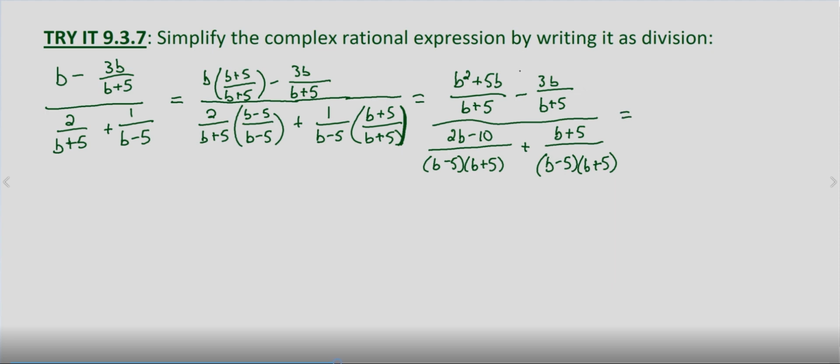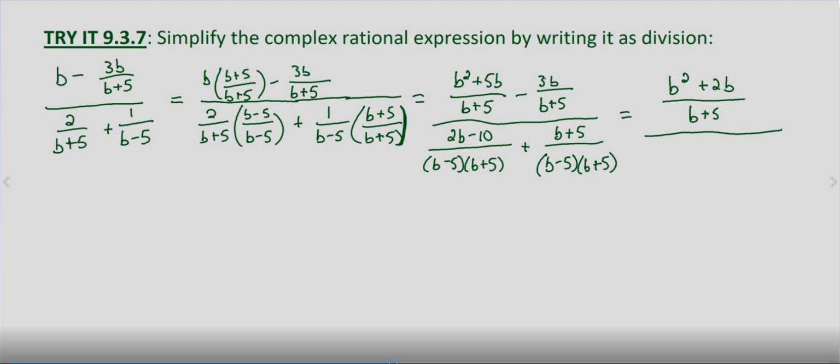And then that equals, when we add the numerators in each of our numerator and denominator. So add the numerators on top, we end up with b squared plus 5b minus 3b, which is going to be b squared plus 2b. 5b minus 3b is 2b. And again, that's over b plus 5.